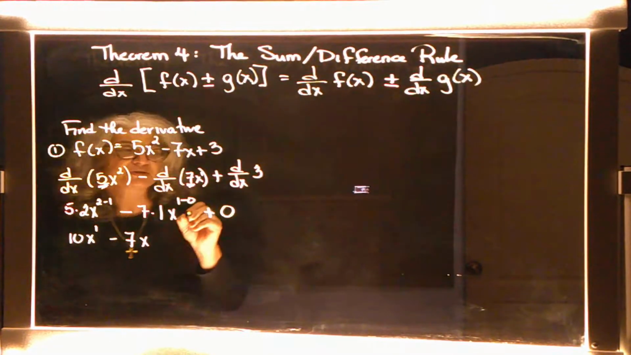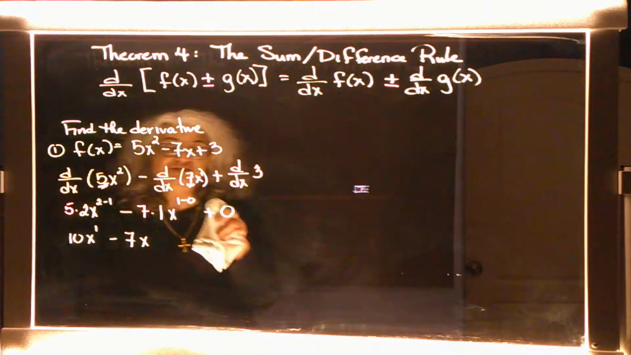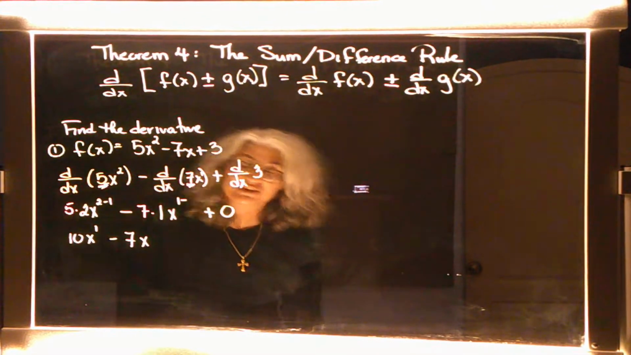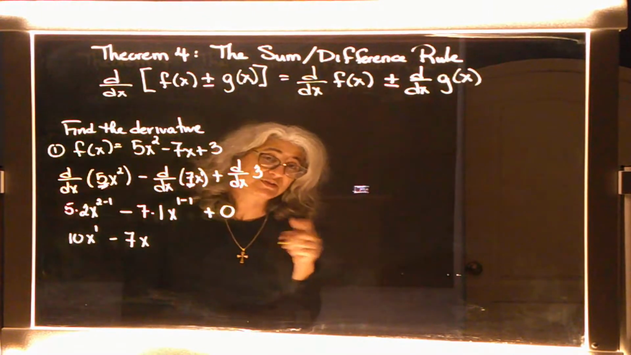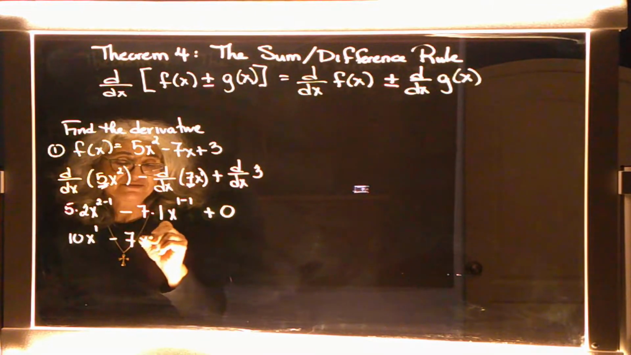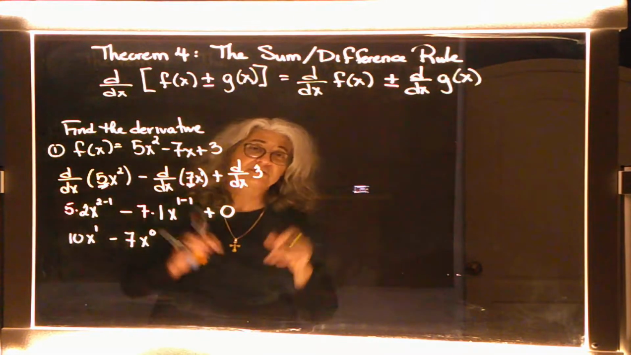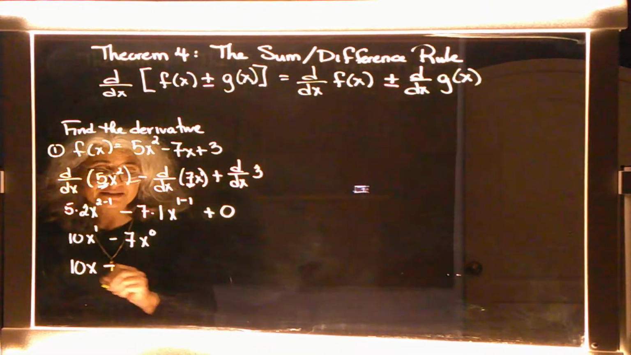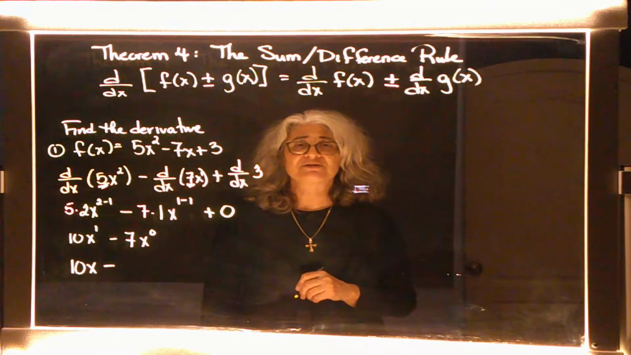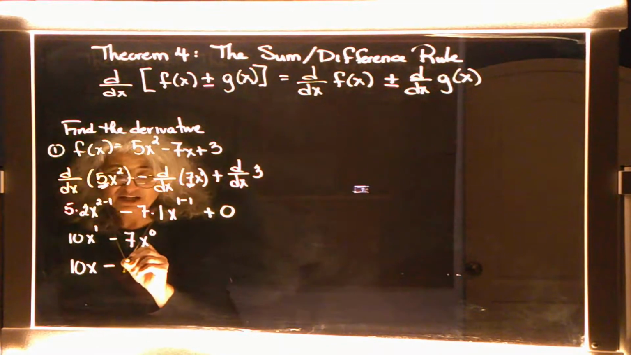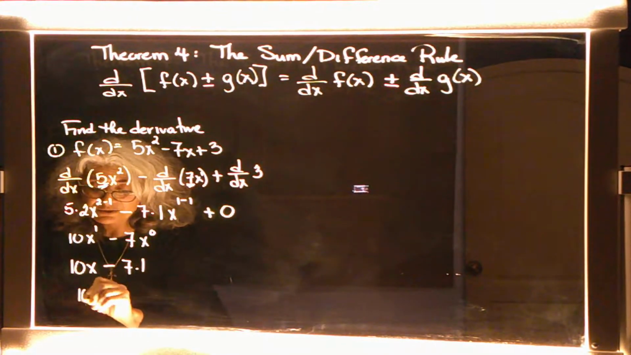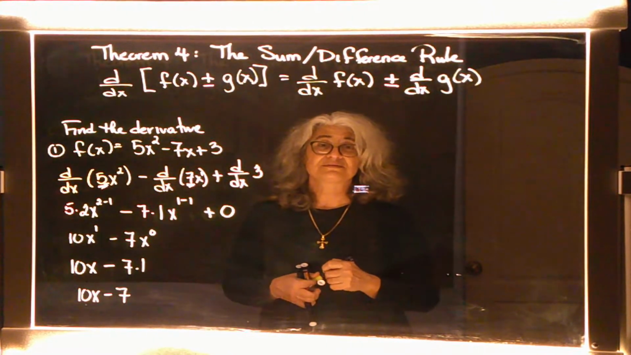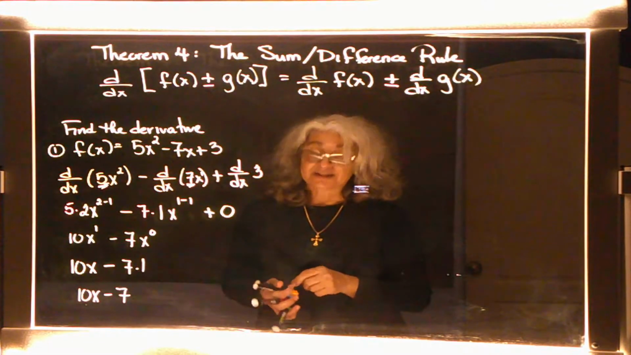7x. Whoops, I made a mistake here. Did you catch that? I think you did. I just didn't hear you, sorry. 1 minus 1, right? You're supposed to subtract 1 from the exponent. So 7x to the power of 0 plus 0, so I don't have to worry about that. So 10x minus, what's x to the power of 0? Yeah, just 1. So this is basically 7 times 1, which means we have 10x minus 7. Good? Okay. Let's do another example.